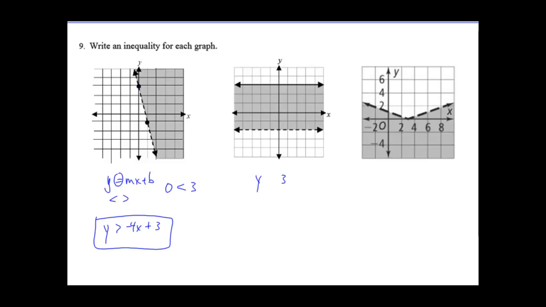And then the second one is at negative 2. So we have y and negative 2. Okay. The top one is a solid line, so it has an equal to. And the bottom one is a dotted line, so it doesn't have an equal to.